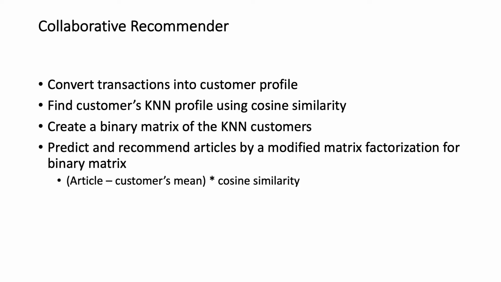For the collaborative recommendation system, we want to convert the transactions into customer profiles, find KNN profiles using cosine similarity, and then create a binary matrix for the KNN customers and use it to predict and recommend articles by modified matrix vectorization.